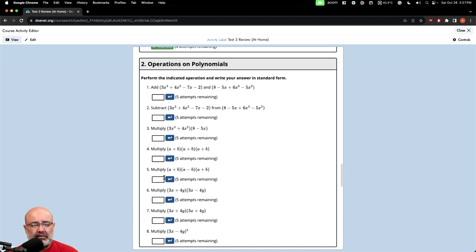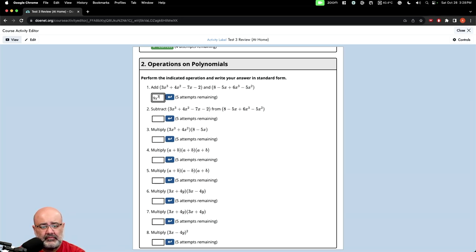For these questions, you have to perform the indicated operation. So when we add, you would just have this polynomial plus this polynomial. So this one, maybe we can do it live. So the highest power here is x to the 3rd. Here we have x to the 3rd. So it's 3x to the 3rd plus 6x to the 3rd would be 9x to the 3rd.